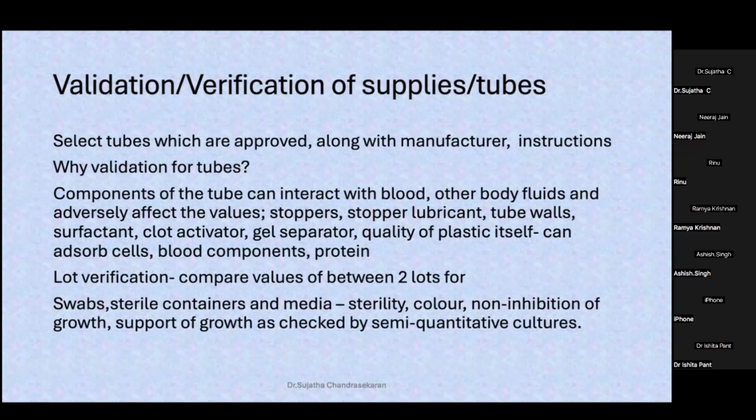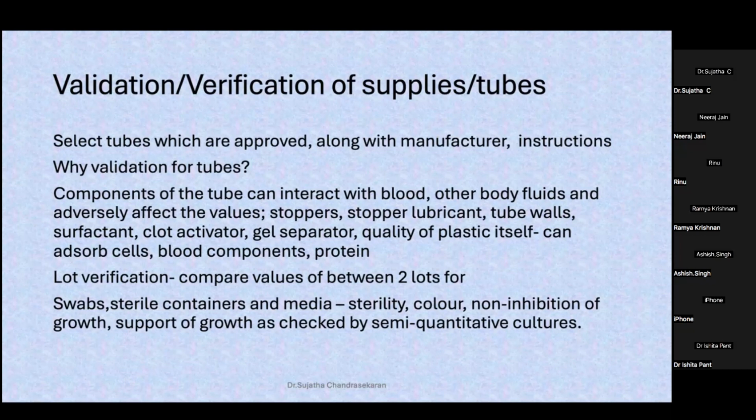Why? Because first of all, the quality of the plastic, right? It may bind to the cells. It may bind to the proteins that are there in the sample, right? It may also release small plastics into the sample matrix, which can alter the values of the analytes. Very critical, which we generally do not pay attention to. And more so with body fluids. And it can adversely affect the values, the quality of the plastic.